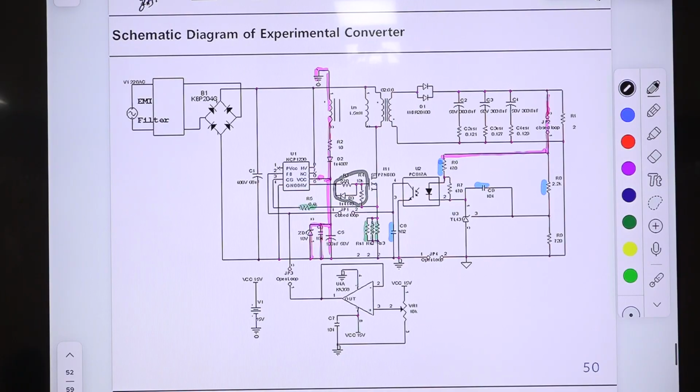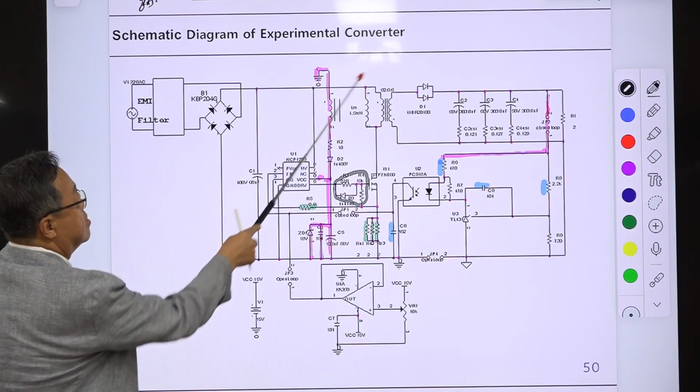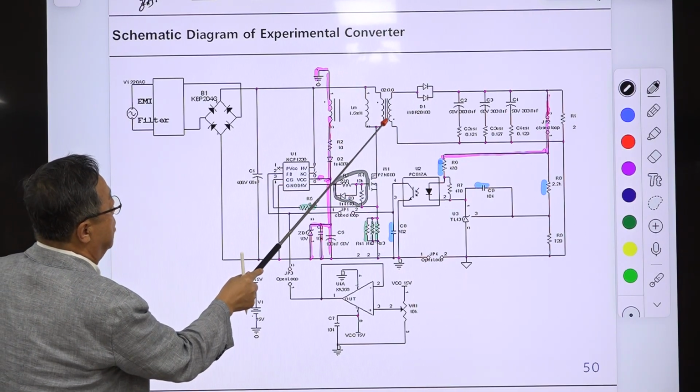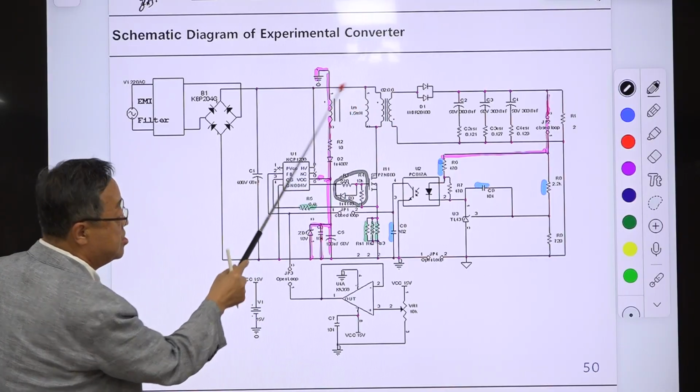If you go to the previous lecture slide, this is the full schematic of our prototype converter. Some engineer, I think, used a PCB making tool. So this is the transformer, the flyback transformer. This is a magnetizing inductance.